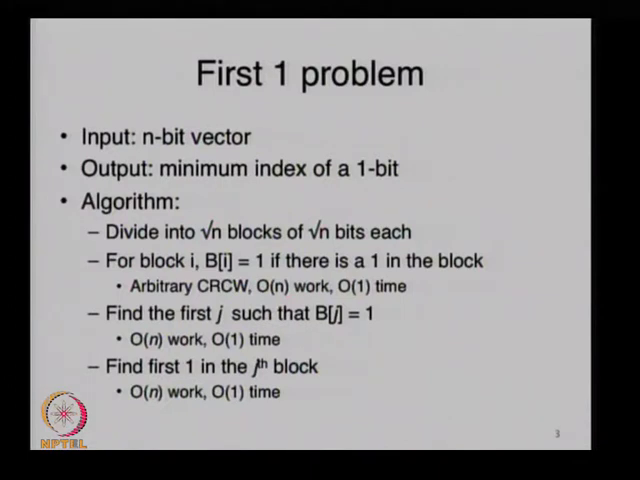Restart. You have this original array, indexed from 0 to n minus 1. If the processor sees 1, you have root n blocks, and also root n processors for each block. Now I have a new array of size root n. The first block would write at the first position, the second block at the second position, and what the processor writes is the index at which it is 1.